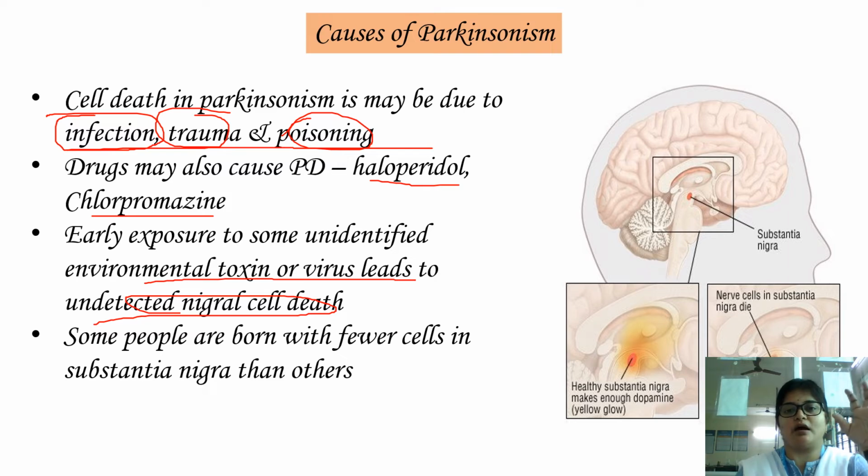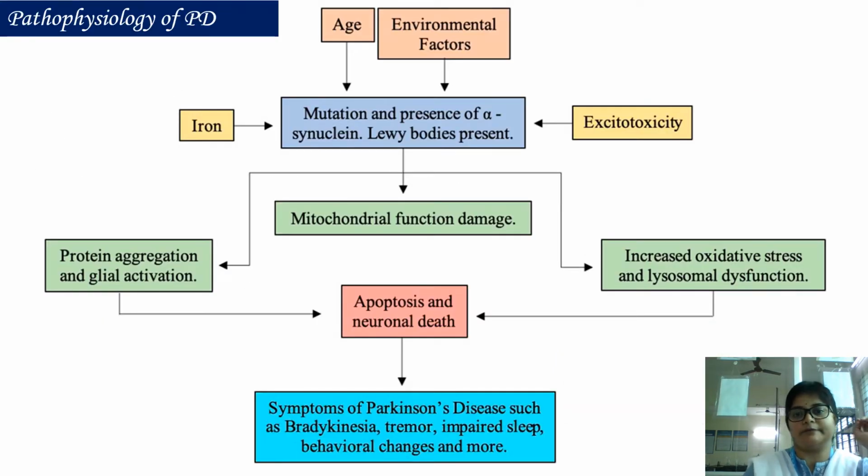So all these are the causes. The main cause is the degeneration of the cells in the substantia nigra. For that, there is a production of Lewy bodies, and these Lewy bodies are used as biomarkers, identifying markers for Parkinson's disease. So how these cells are dying may be because of infection, trauma, or exposure to environmental factors or to any drugs. And also sometimes people will have very few cells in the substantia nigra. Then coming to the pathophysiology.